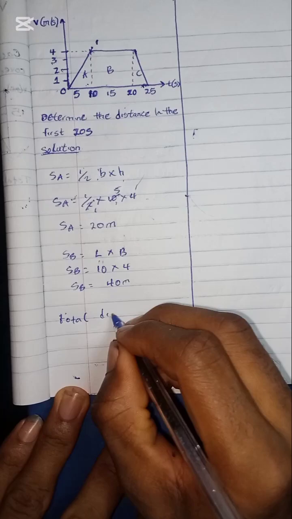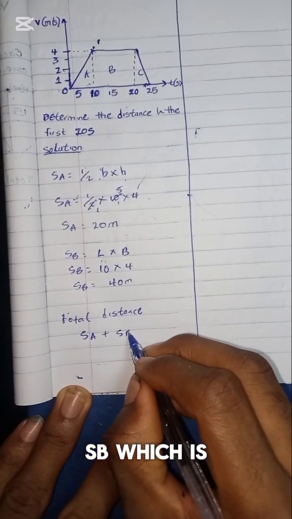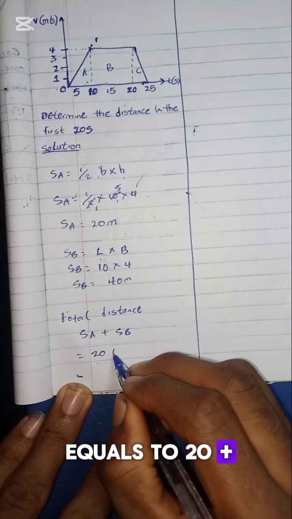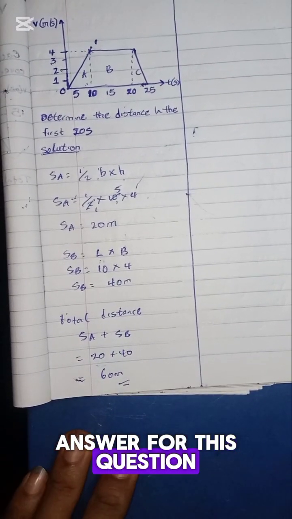Total distance is SA plus SB, which is equals to 20 plus 40, which is equals to 60 meter. So this is the answer for this question.